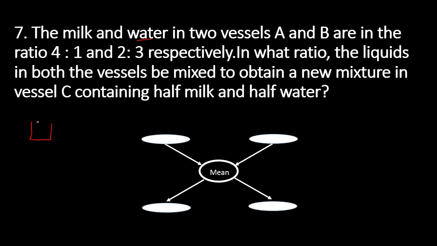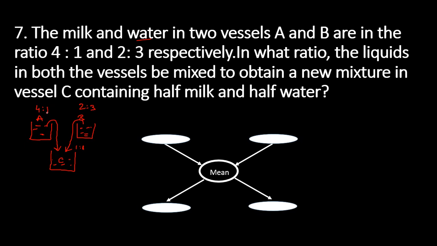There is a container, vessel A, and vessel B. Here is a mixture. Here the milk and water are in the ratio 4:1, and here the milk and water are in the ratio 2:3. Now, in a third vessel, what we are doing is pouring some from A to C, and similarly from B to C, such that the resultant mixture has milk and water in the ratio 1:1. If this is the case, how to solve?